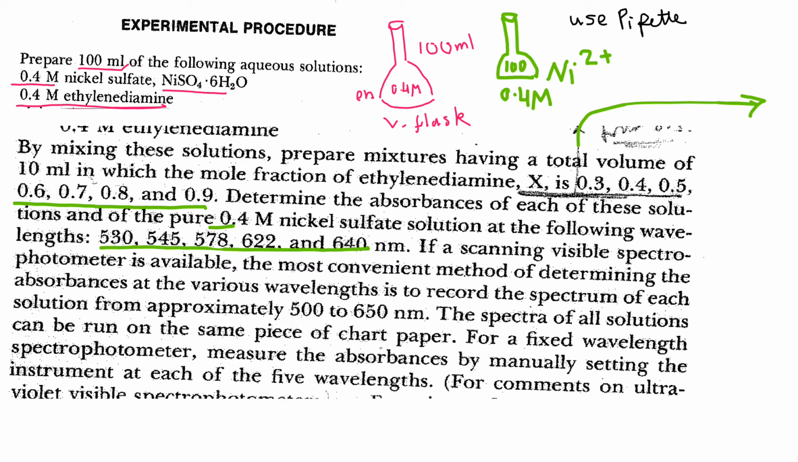Now the first step, you prepare two solutions. First, 0.4 molar nickel sulfate in a 100 ml volumetric flask, as we said, always analytical in this experiment, use analytical equipment, and 0.4 molar ethylene diamine in a 100 ml flask. Now what we are going to do to form different mixtures, that's why it's continuous variation, different volumes, then we take the absorbances at different wavelengths.